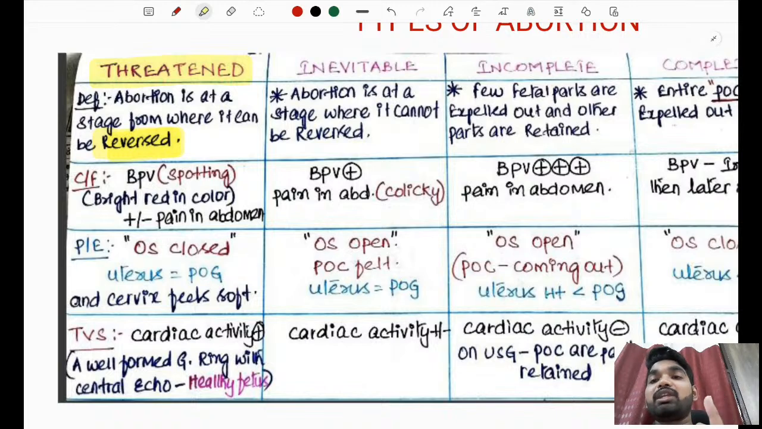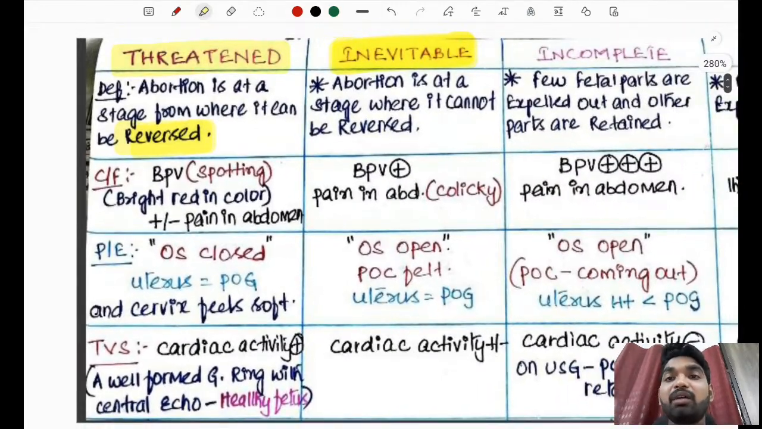Now coming to inevitable abortion. What is inevitable abortion? Let me clear one topic at a time and then we'll go to the other types of abortion. Threatened abortion: what will be the complaints? Since it's an abortion, yes, there will be bleeding, BPV, bleeding per vaginum. Only a little bleeding will be there, which is called spotting. Spotting means very little bleed, vaginal spotting.